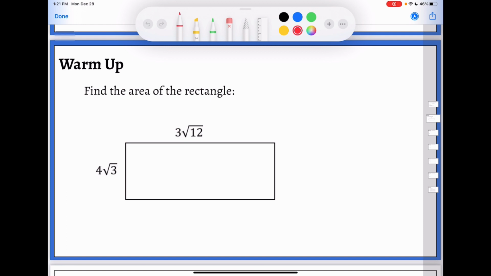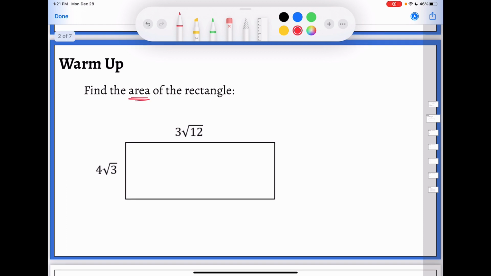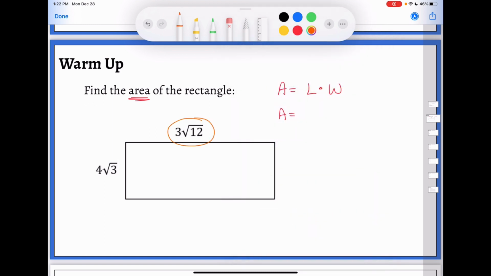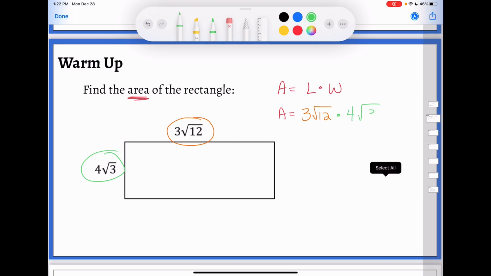All right, so again, when we find the area of a rectangle, area is length times width, right? And they gave us both of those in this problem. So the area will equal the length. Usually we'll call this one the length, so I'll do 3 radical 12 times the width, which we'll call 4 radical 3. And we learned yesterday how to multiply our radicals, right? We multiply outside times outside.